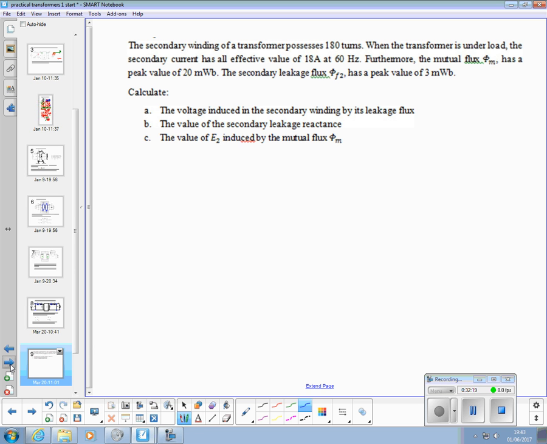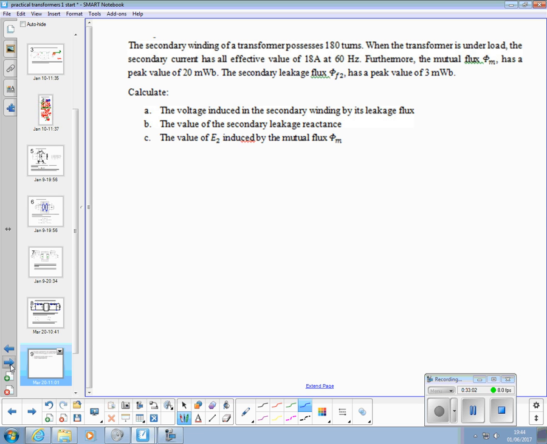So what we're going to have to do is have a look at an example of how we can analyse that situation. The secondary winding of a transformer possesses 180 turns. When the transformer is under load, the secondary current has an effective value of 18 amps at 60 hertz. The mutual flux has a peak value of 20 megaweber.